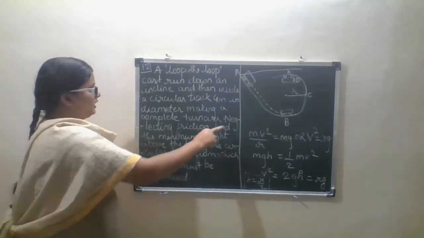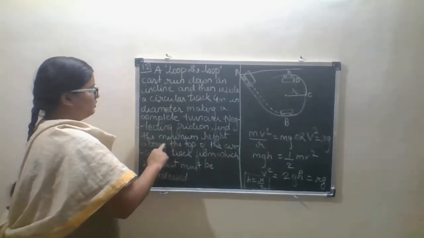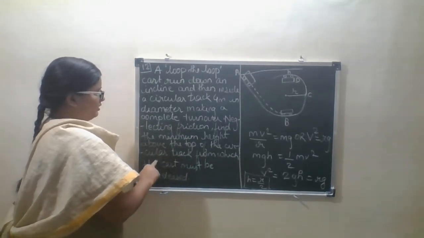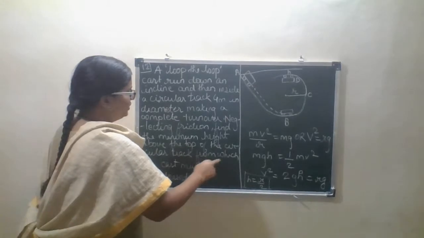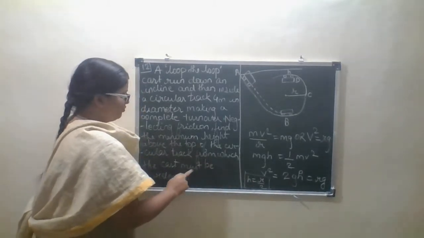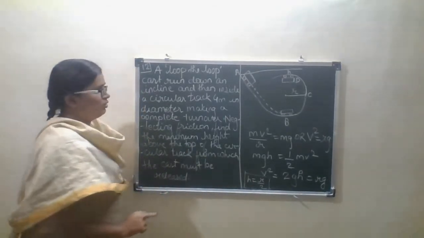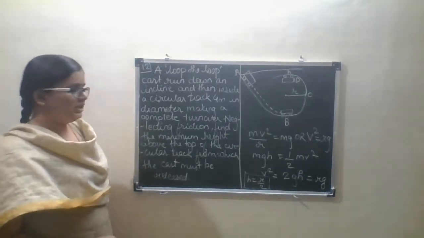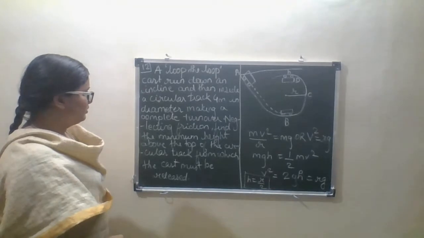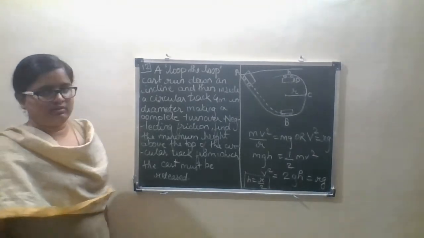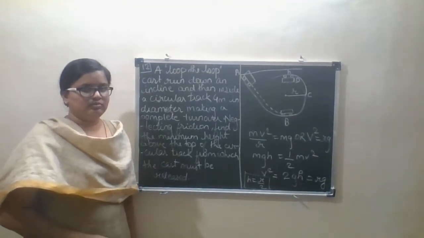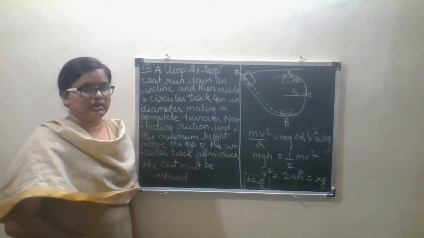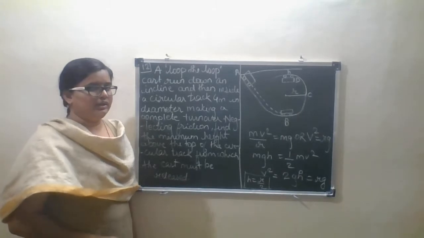So neglecting the friction, find the minimum height above the top of the circular track from which the car must be released. We have to find the height of this cart from which it should be released, and it should not get any harm.